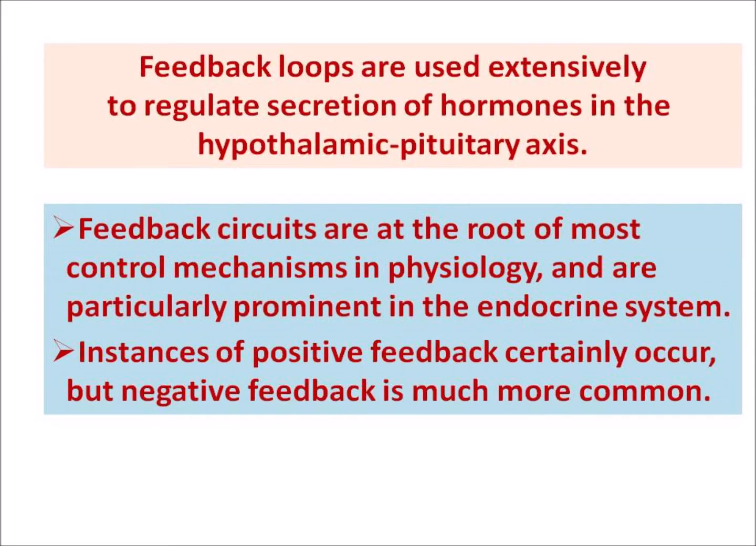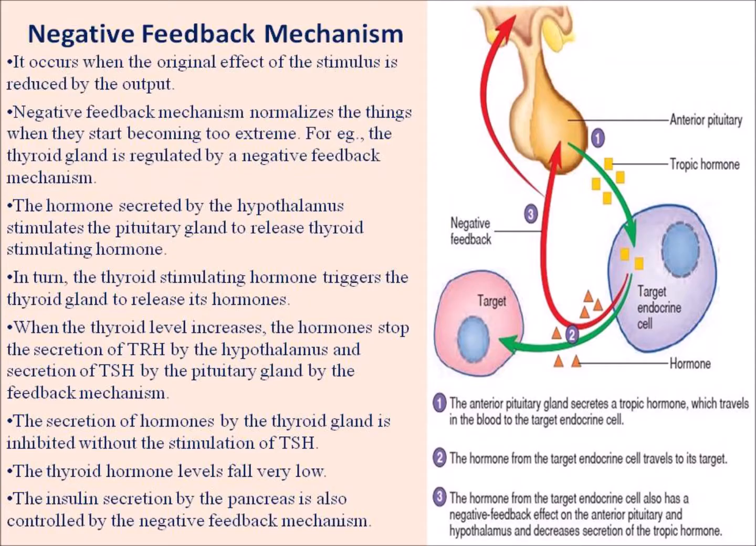Feedback loops are used extensively to regulate secretion of hormones in the hypothalamic pituitary axis. Feedback circuits are at the root of most control mechanisms in physiology and are particularly prominent in the endocrine system. Instances of positive feedback certainly occur, but negative feedback is much more common. Negative feedback mechanism occurs when the original effect of the stimulus is reduced by output. Negative feedback mechanism normalizes things when they start becoming too extreme.